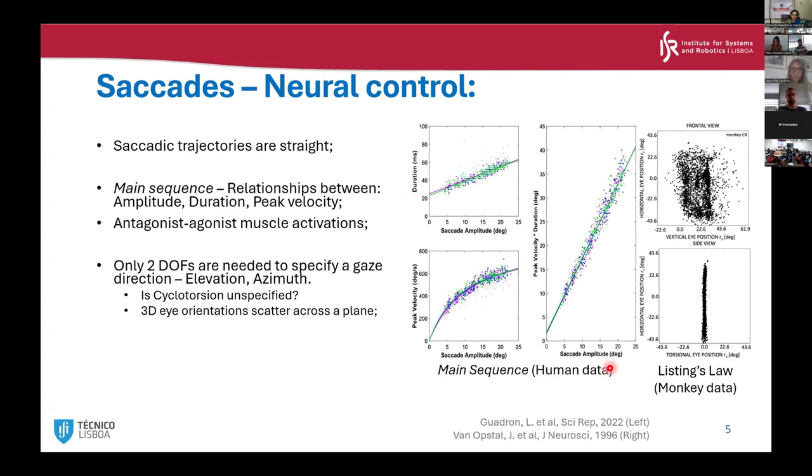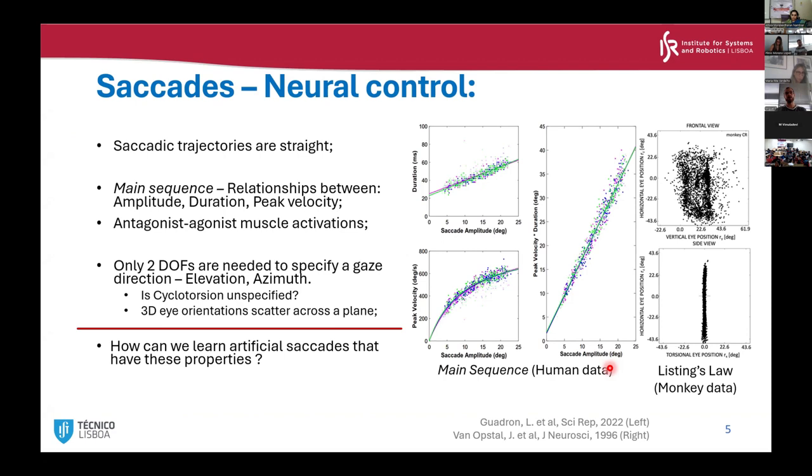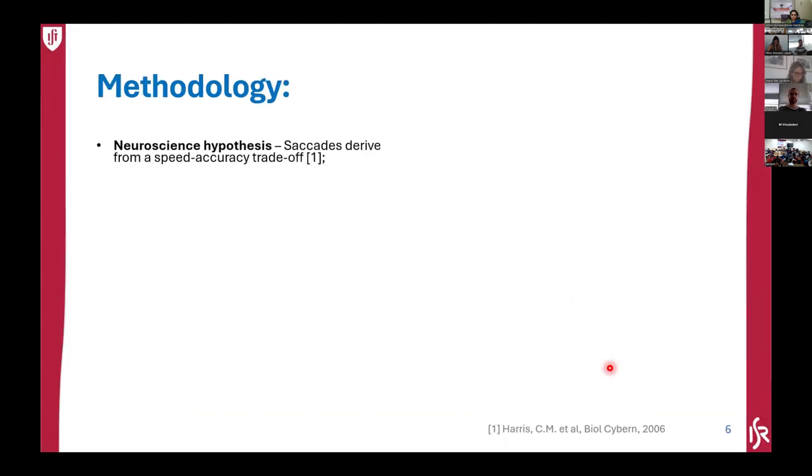Now, we want in this work, again, to create movements with these types of properties without directly imposing the eye trajectories. And so this begs the question of how we can create this generation process. Well, we started by noting that saccades are hypothesized to derive from a speed-accuracy trade-off, and therefore we model this saccadic generation process as an optimization procedure.